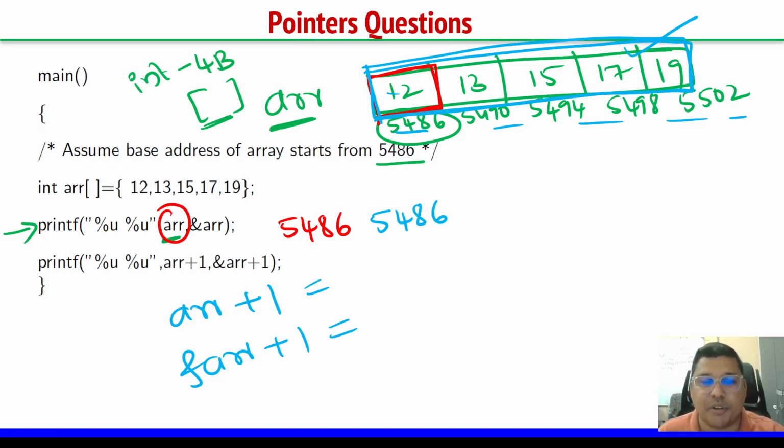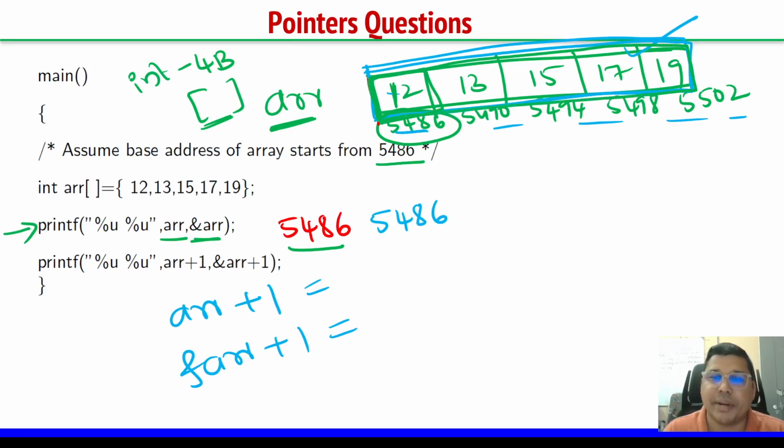Okay, we got sufficient number of responses. Without wasting our time, let us see. See, when you wrote ARR, I said that it is this block address. ARR refers to this first block, okay. ARR refers to this first box, that is address of 12, 5486. Ampersand ARR refers to starting address of this entire memory allocation, that is again 5486.